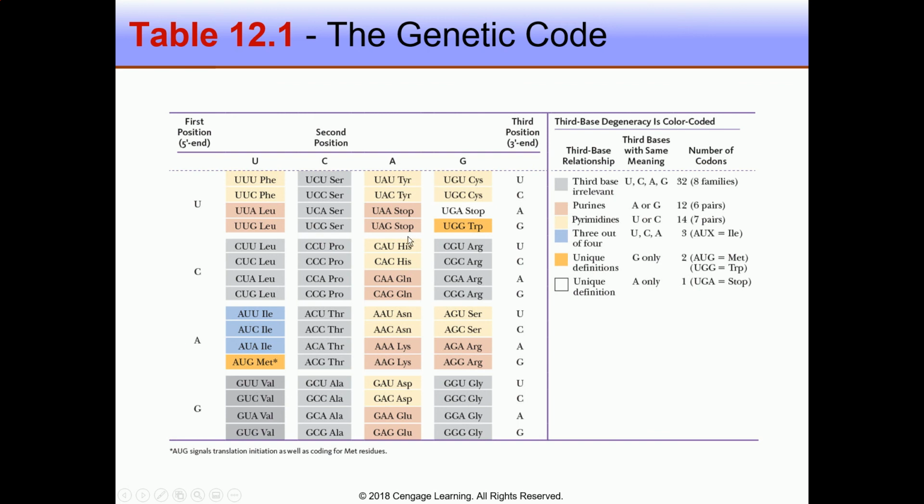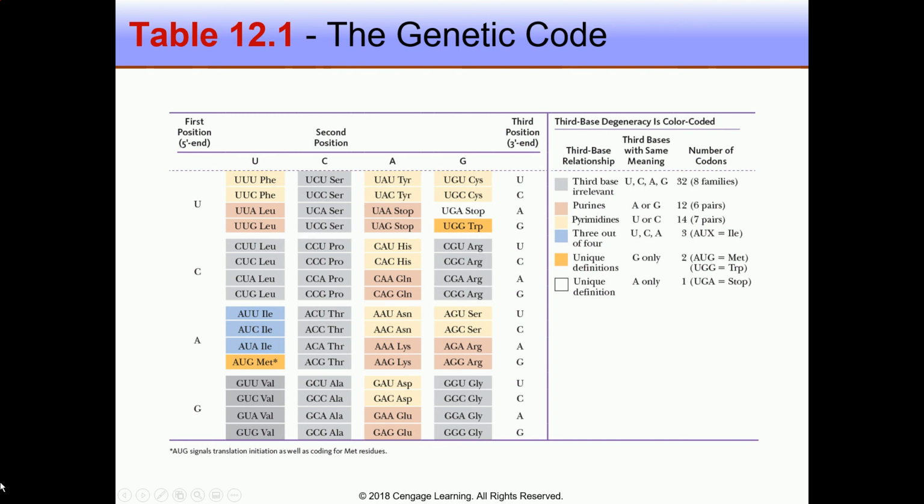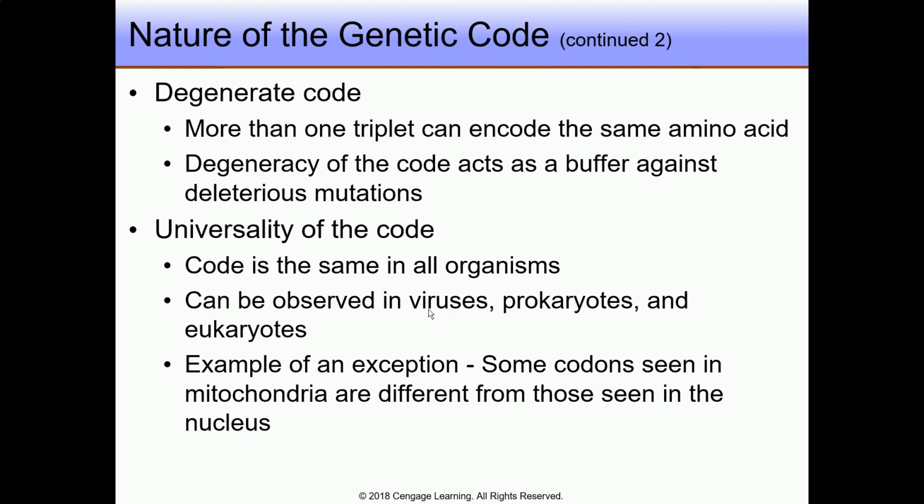There are 3 stop codons, UAA, UAG, and UGA, and this is AUG. AUG is a start codon. So on the basis of this codon table, or genetic code, the proteins are formed in the process of translation.